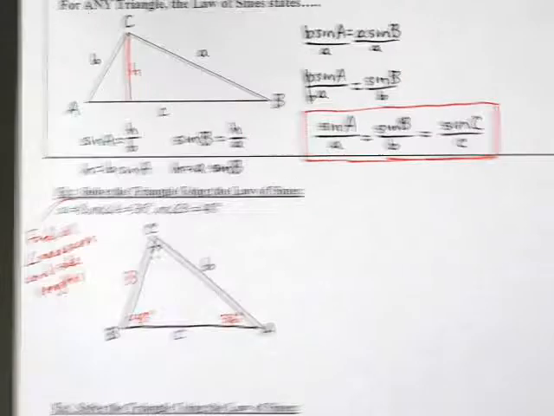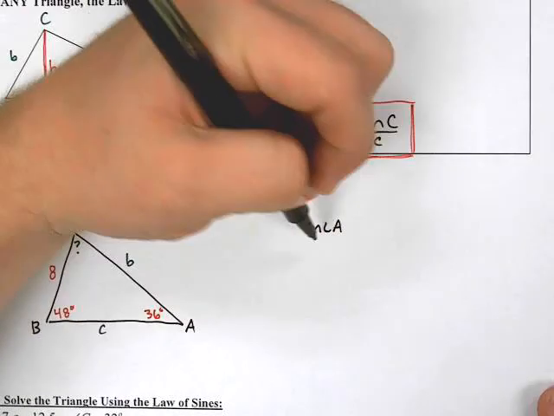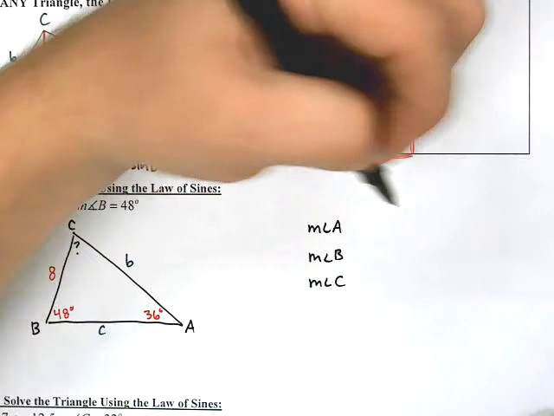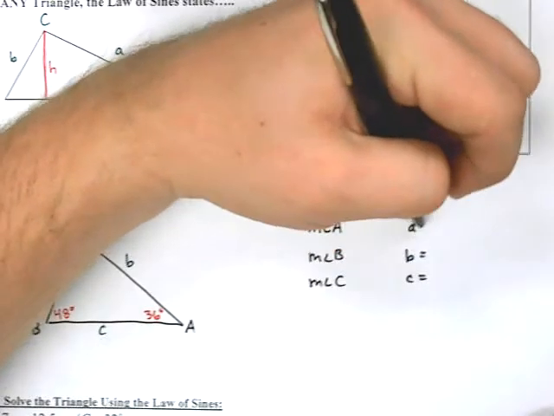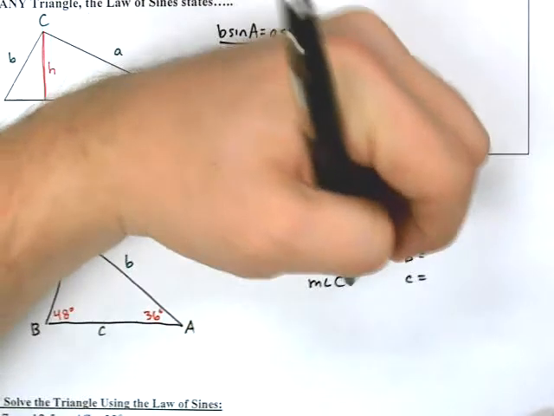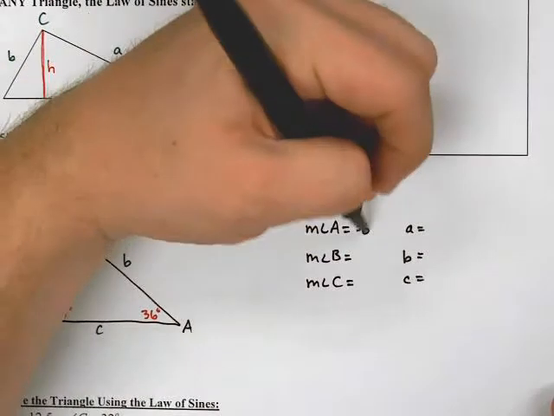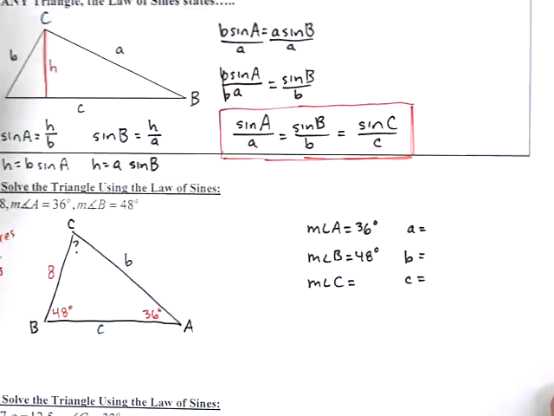For these problems, what I do is I make a little list. I know that I'm going to need the measure of angle A, measure of angle B, measure of angle C, and I'm also going to need A, B, and C. So now I know everything I need to solve this triangle, but what's really great is I already have a lot of this. I know this is 36, I know B is 48, I know side A is 8.